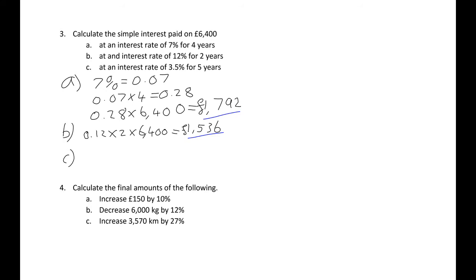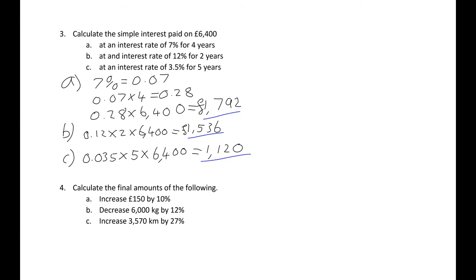Question C, we have 3.5%. 3.5% into a decimal is 0.035 for 5 years, so times by 5, times by the amount of money we've got, 6,400, and that equals 1,120. Okay, that's question 3 done.